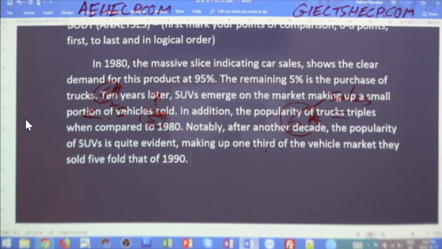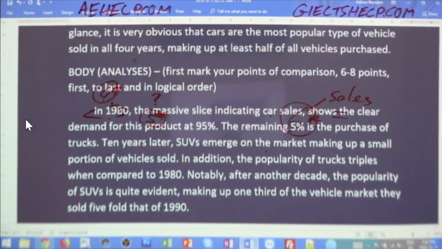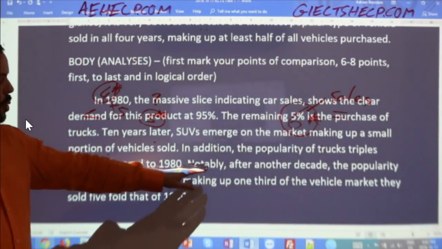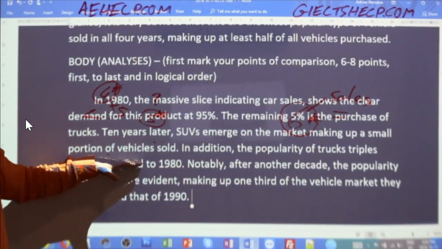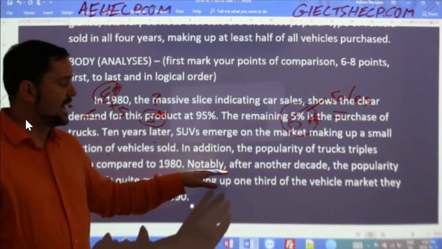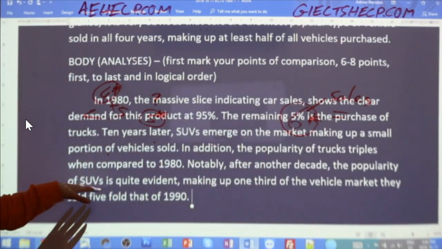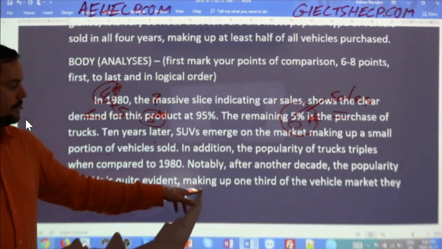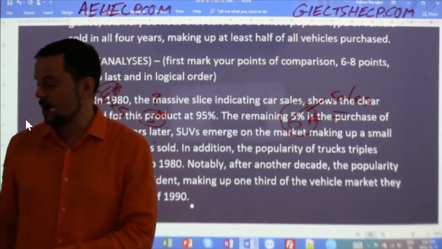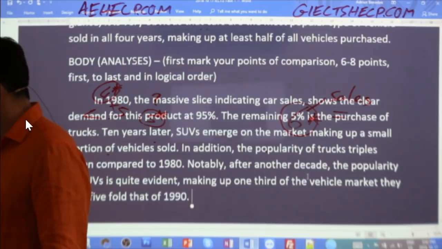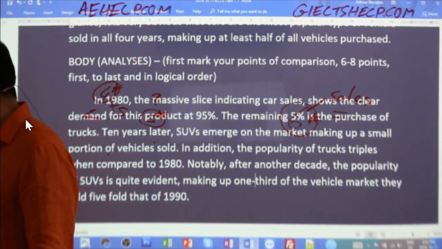Okay, that's quite a complex sentence. I realize that, but again, I'm just pushing you to learn that higher level English. So leading an expression here, notably, it gives coherence. It's helping me connect. It's emphasizing this very interesting fact. Notably, after another decade, the popularity of SUVs is quite evident, comma, defining that popularity, making up 1/3 of the vehicle market. They sold fivefold that of 1990. Okay.